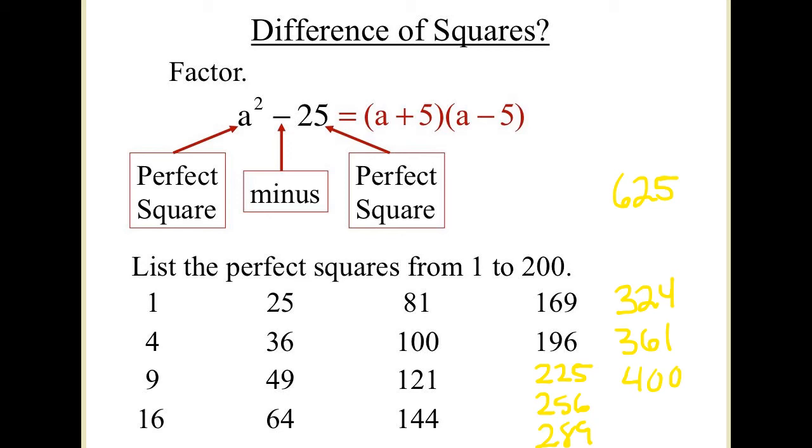Okay. Again, let's make sure you know that 0 is a perfect square. So I added that on the other side right near the 1.